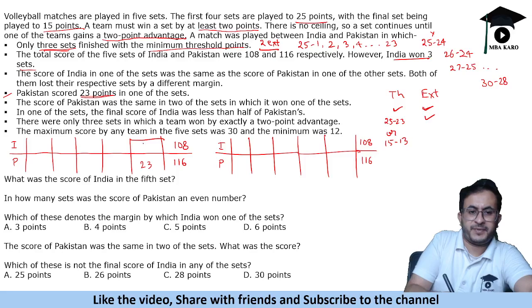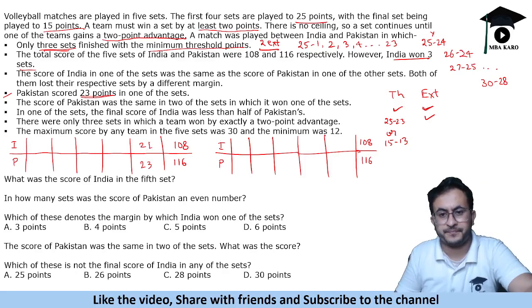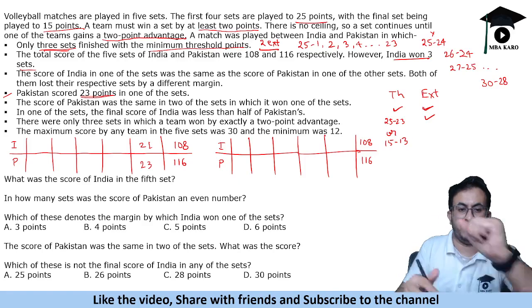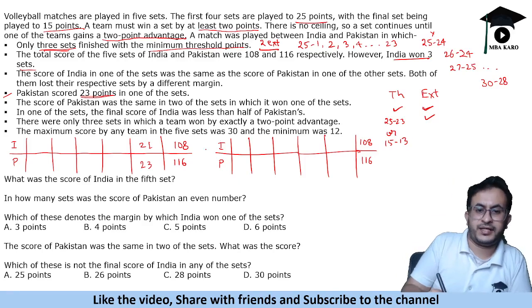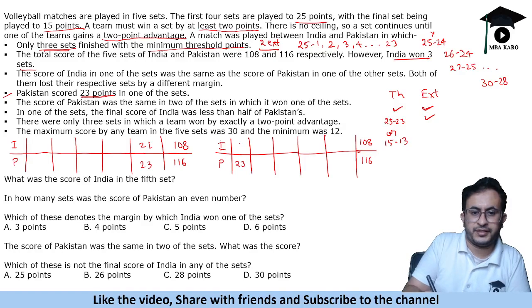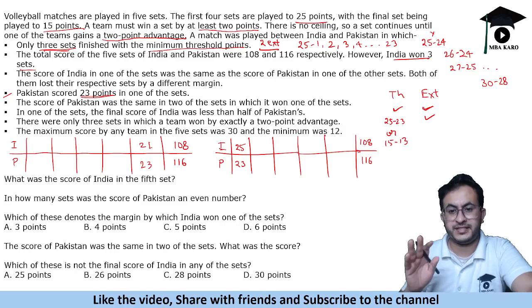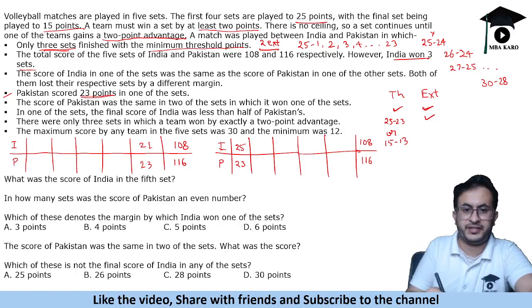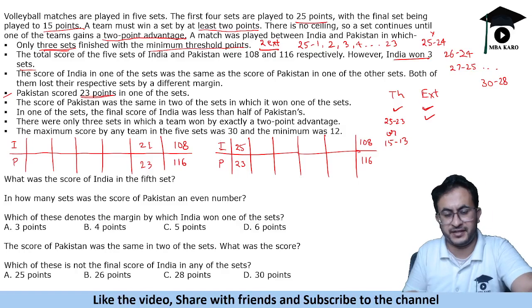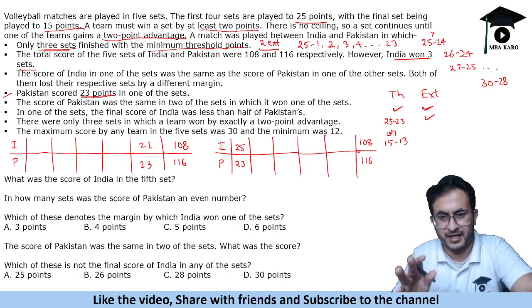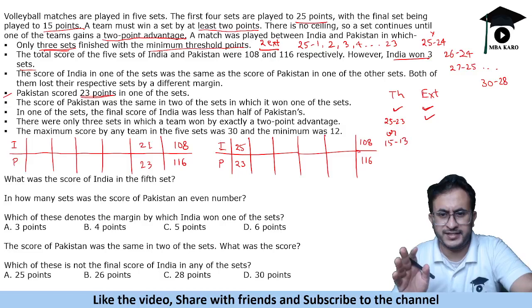So one possibility is Pakistan scores 23 here, so India will score 21, isn't it? And another possibility is that Pakistan scores 23 here and India scores 25, right? Because the last one is a special set. See, it does not mean that the order of the other sets is irrelevant. It is not necessary that it happens in the first set. It can happen in the second, third, fourth, because all other sets are identical in nature. The fifth set is special. Okay, that is one piece of information.